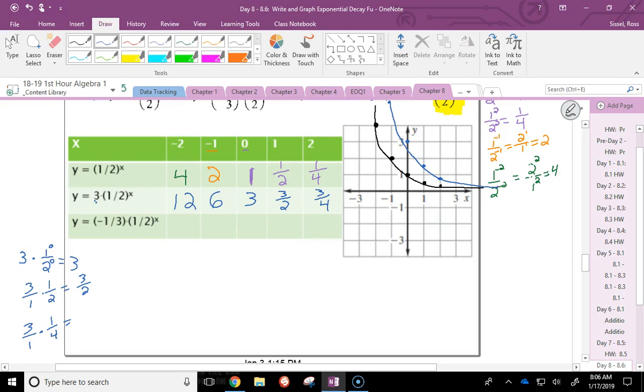How does this first graph in blue compare with our black one? Reagan thinks it's a vertical stretch. Is she correct? Yes. It's skinnier than it. It falls inside. So I'm going to say vertical stretch.